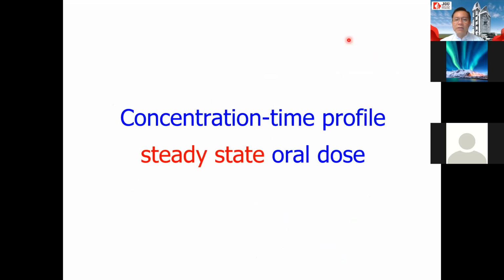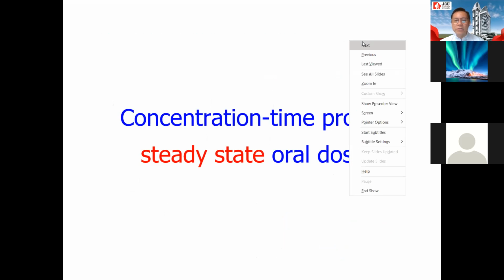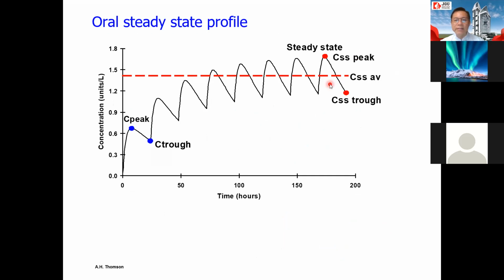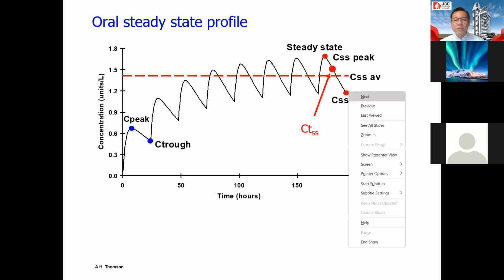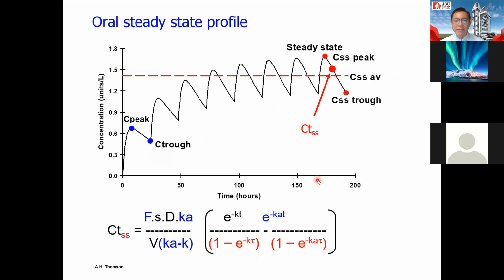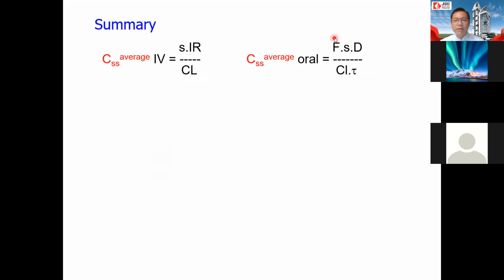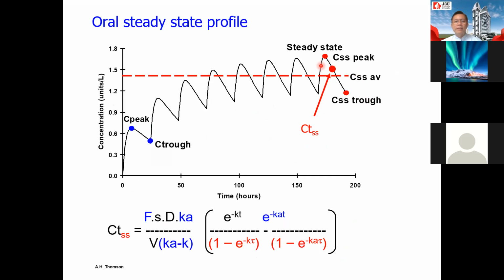Okay, so concentration-time profile, steady state, oral dose. For oral dose at steady state, it is more complex. You have to have the Css peak and Css average, and then Css trough. So the whole total dose is like this. This one should be a bit here, later I will adjust it. This one must be a bit here to here.